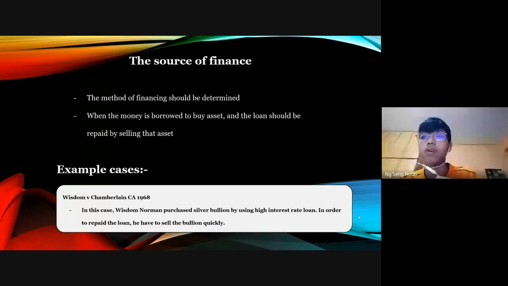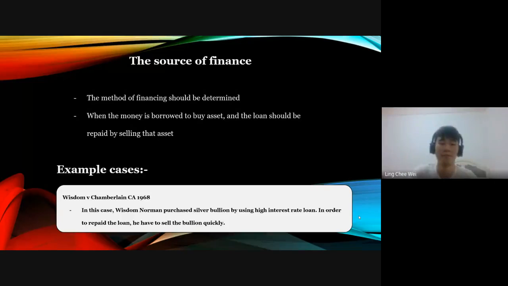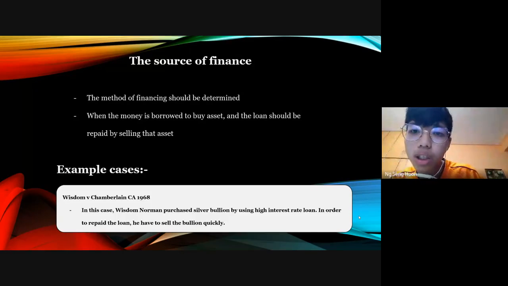For the source of finance, the method of financing should be determined when the money is borrowed to buy an asset and the loan should be repaid by selling that asset. So, which means HMRC can argue that the asset was purchased specifically with a view to selling it again. So the example case here is Wisdom versus Chamberlain.